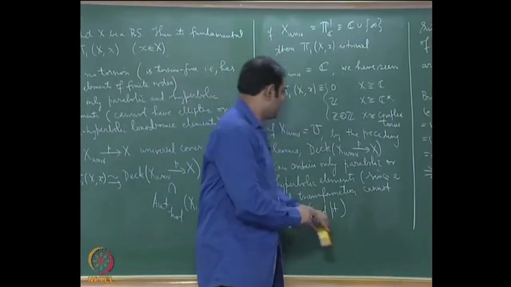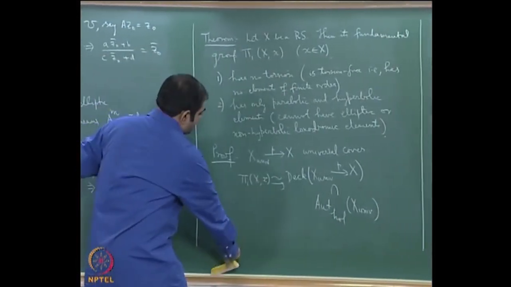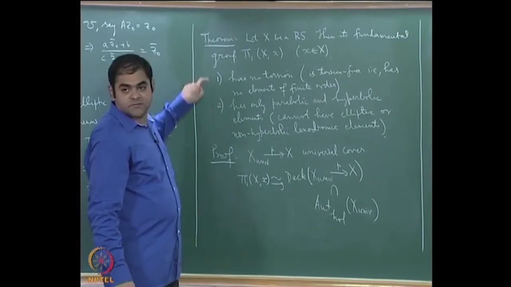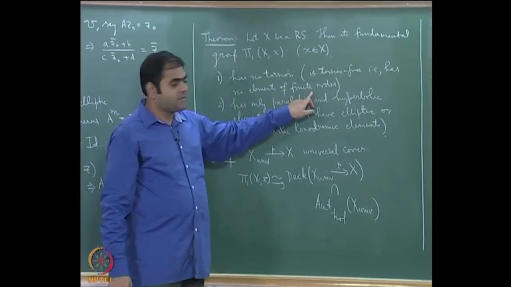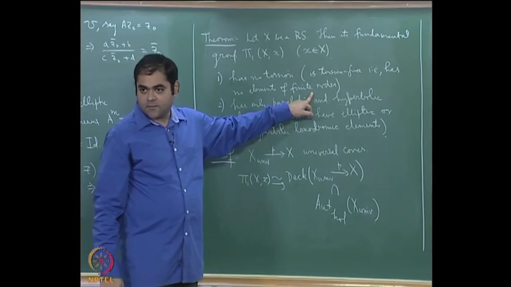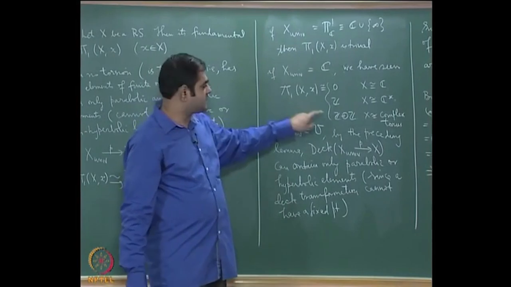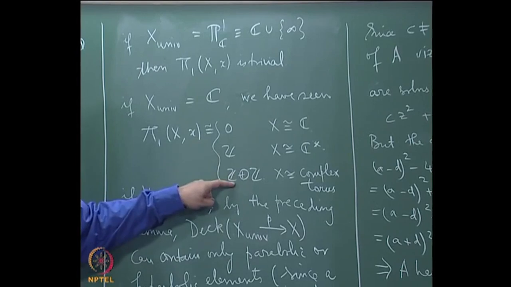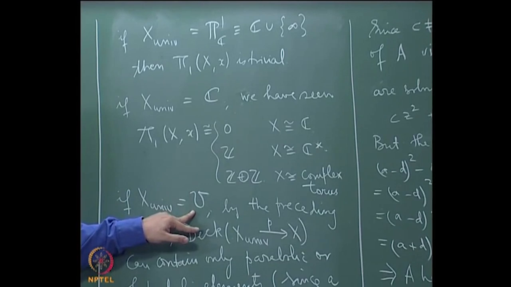Now, I should also remark the following thing. I've literally proved both of these statements, but I have to make a remark. Suppose there is an element in the Deck transformation group which is of finite order. Then it cannot be this case, because here the groups are Z and Z direct sum Z, and no element is of finite order. So it has to be only in this case, and in this case an element of finite order is elliptic. That's what we have proved.